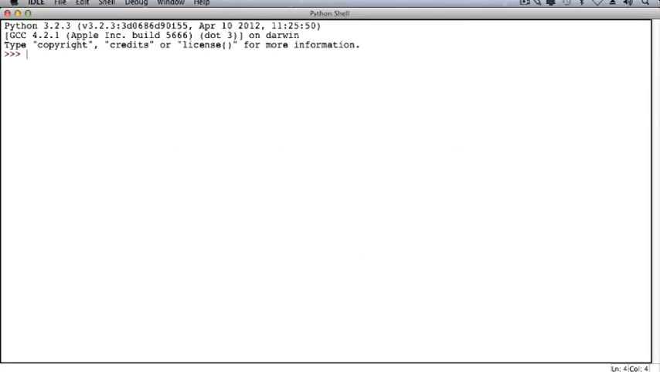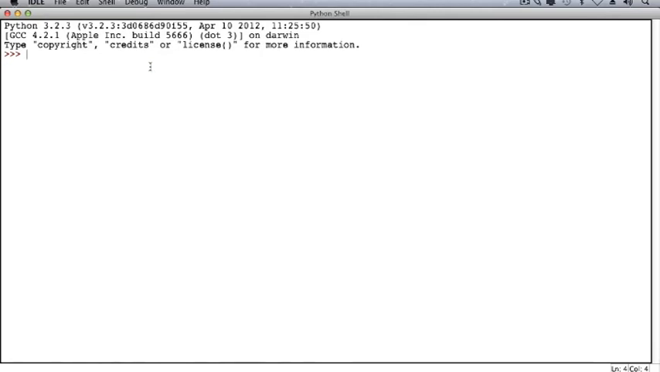This is IDLE, and the window that we're currently looking at is called the shell. This is where we can try out Python instructions and explore Python's features. This symbol, the 3 arrow symbols, is called the prompt. Next to the prompt, we will type Python instructions, and when we hit enter, Python will evaluate those instructions.